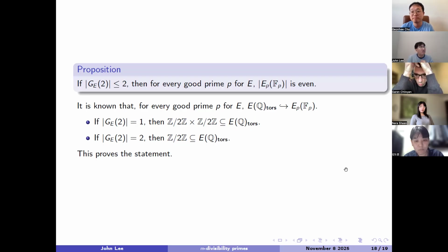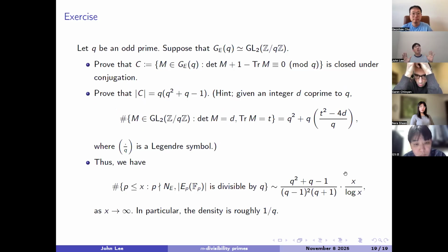And maybe I've already spent 1 hour, so here's a very last slide. So we just talked about the distribution of primes where |E(F_p)| is even. But what about in general, where |E(F_p)| is divisible by some prime number q? Of course, you can make it into any composite number, but let's start with the easy case of a prime number. Suppose that G_{E,q} is the full Galois group. So G_{E,q} is GL_2(Z/qZ).